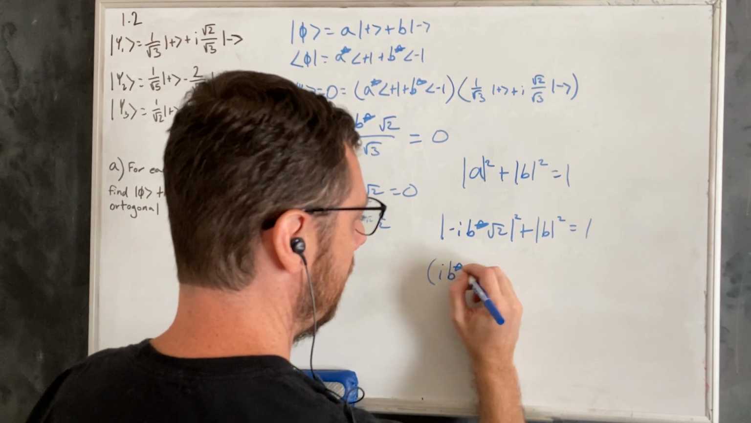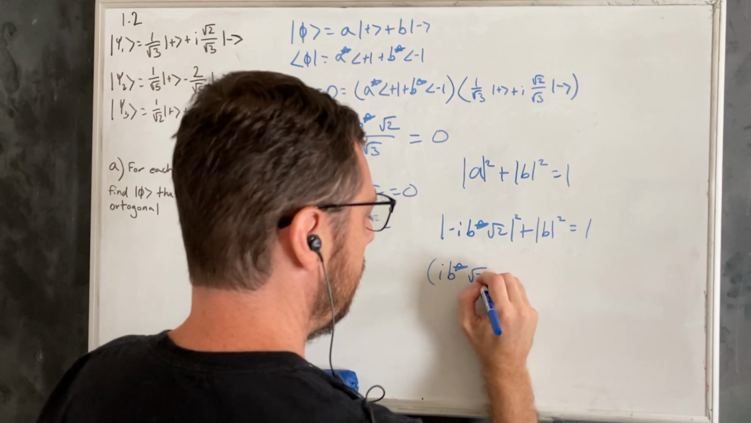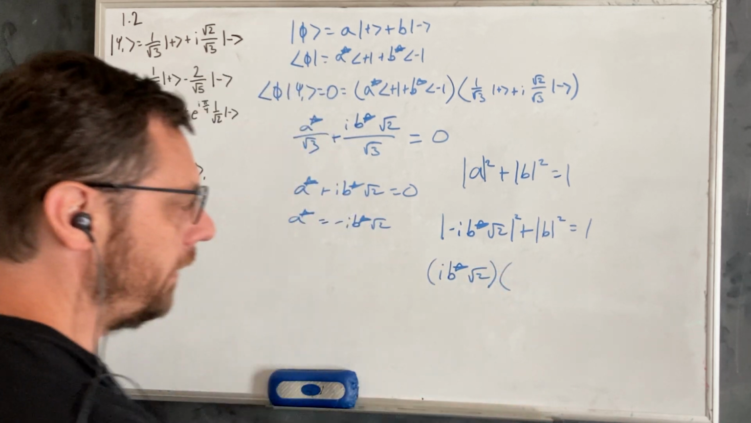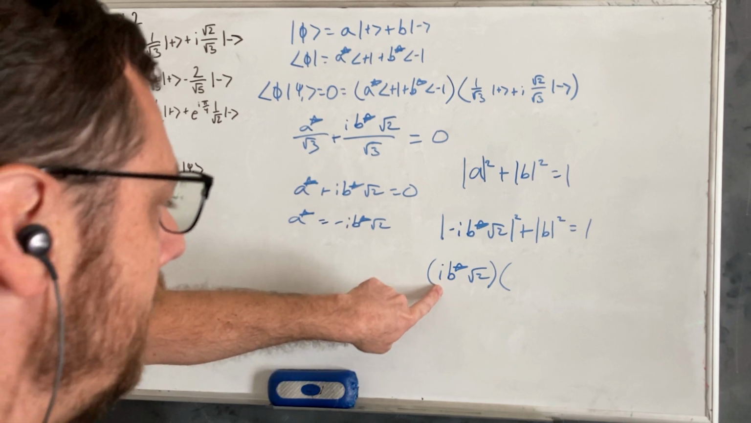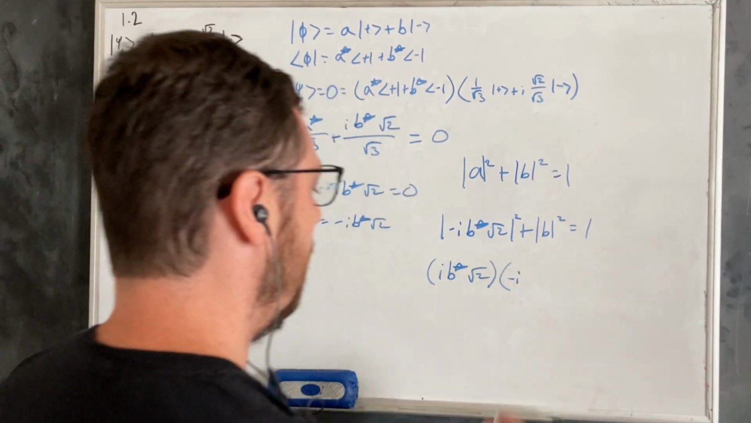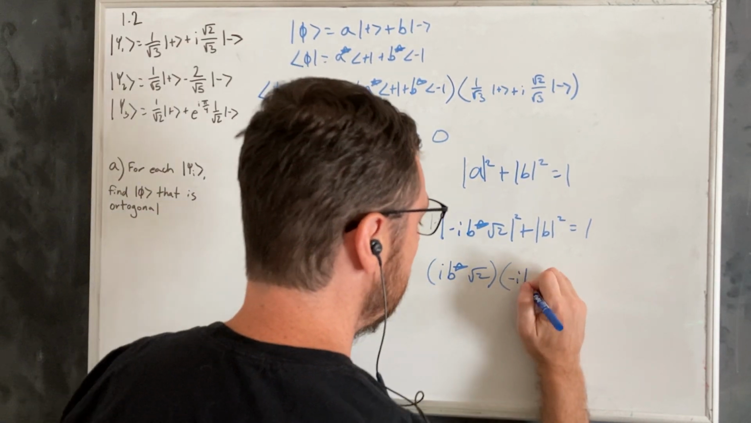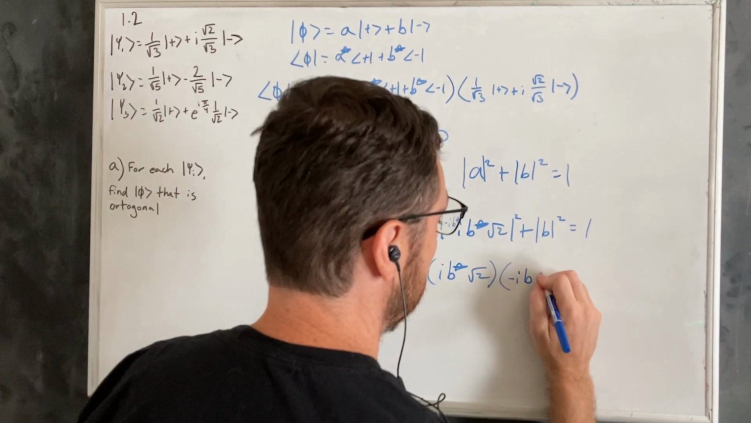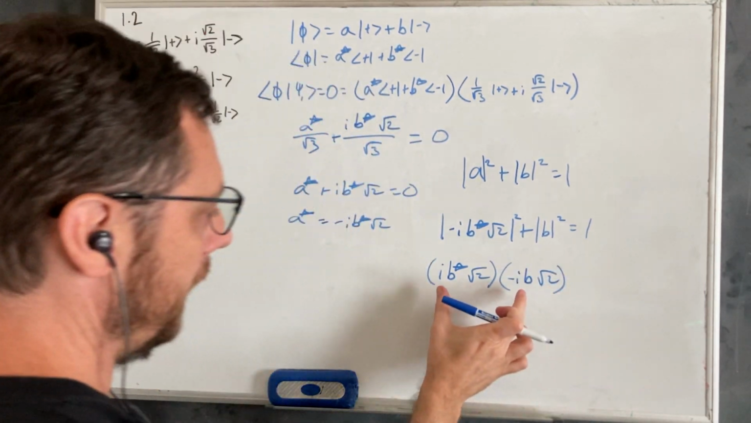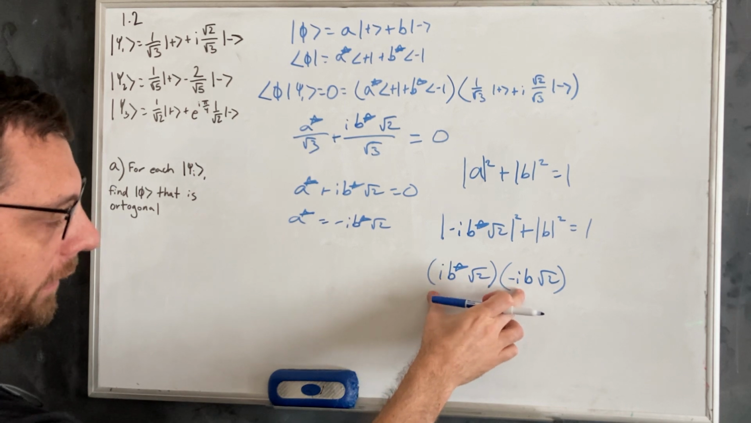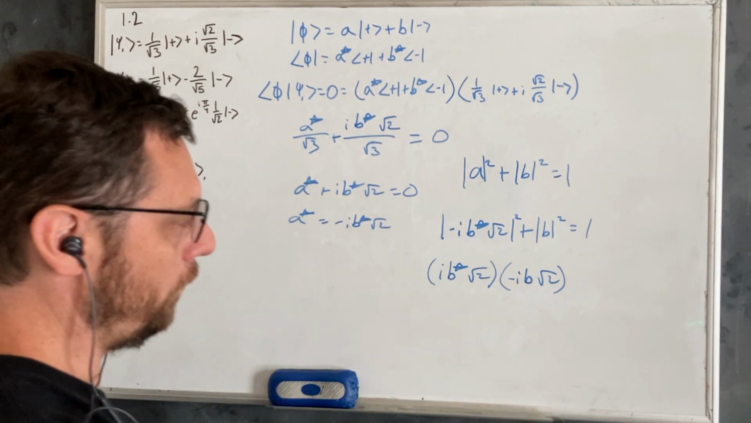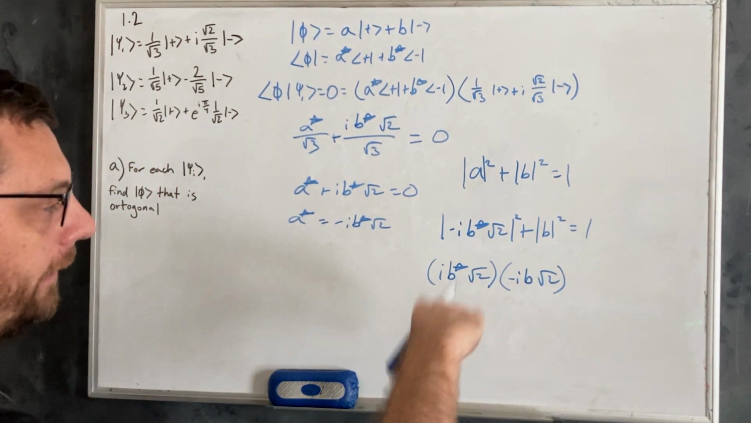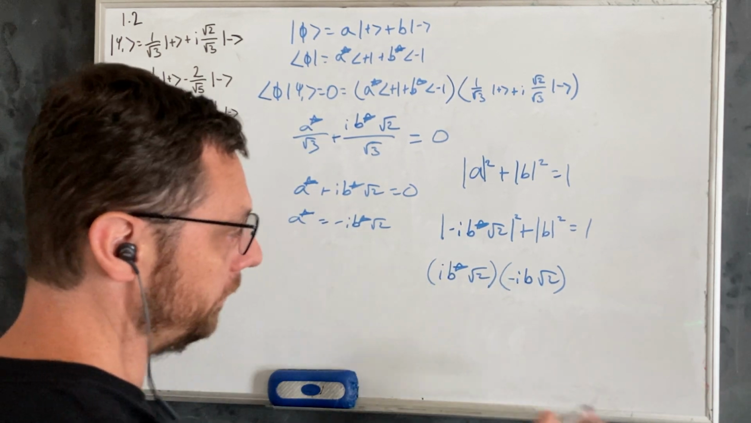I b squared root 2, and then complex conjugates of this. So we have an I here, it's going to become a negative I. We have a b star, it's going to become b, and root 2 stays the same. All right, so a negative I and an I is going to make 1, because I squared is negative 1, and then negative 1 would just be 1, so that cancels out.